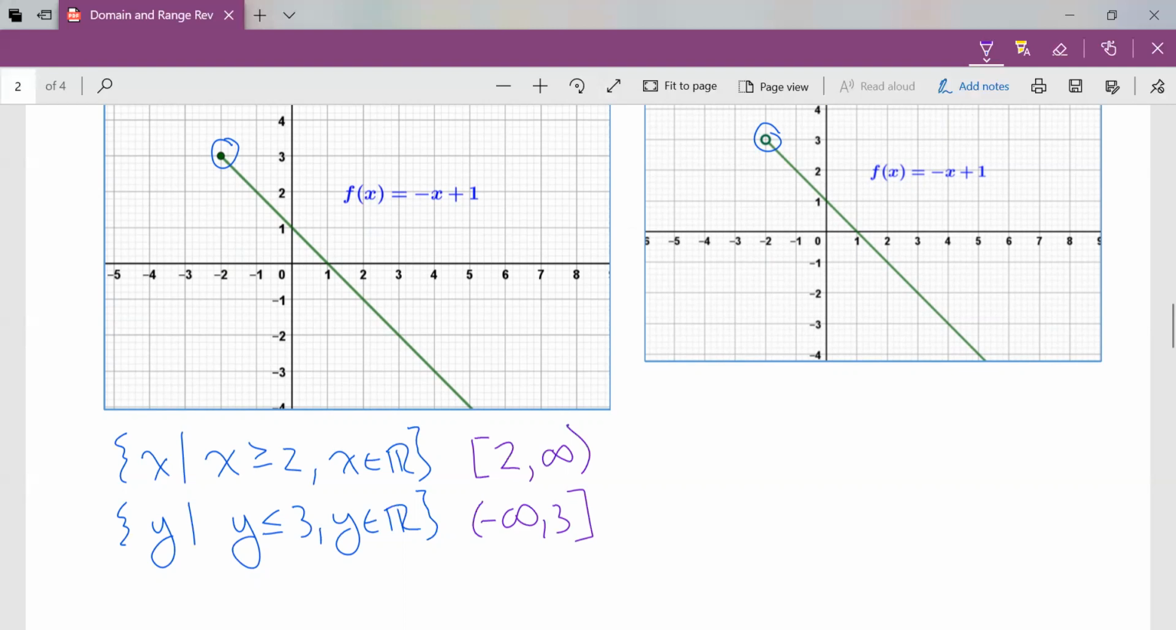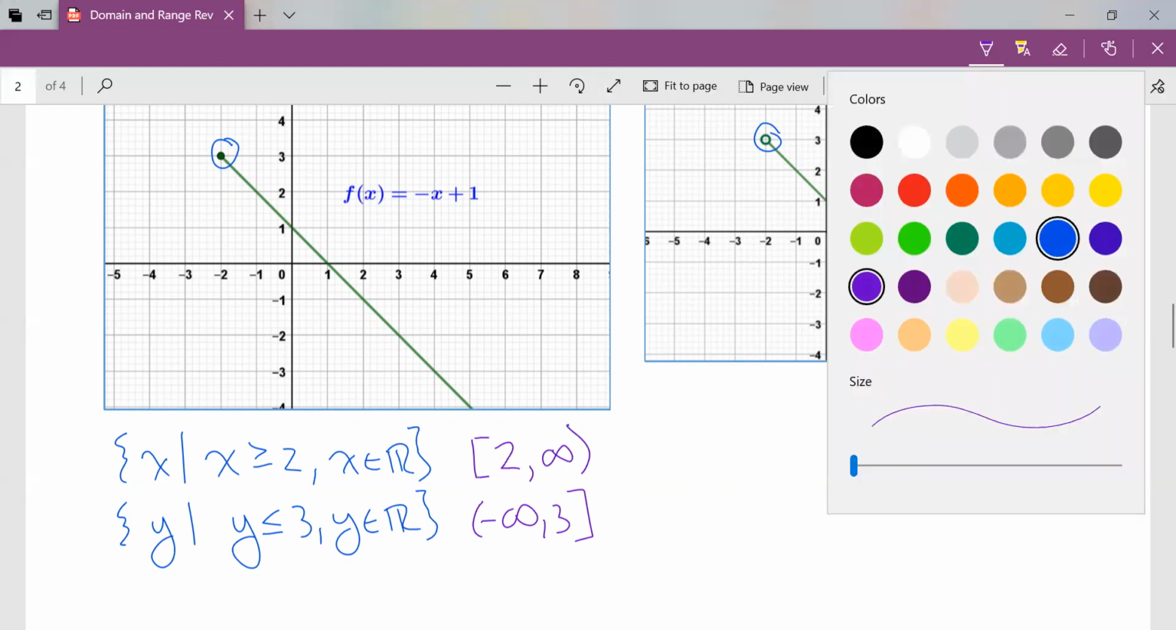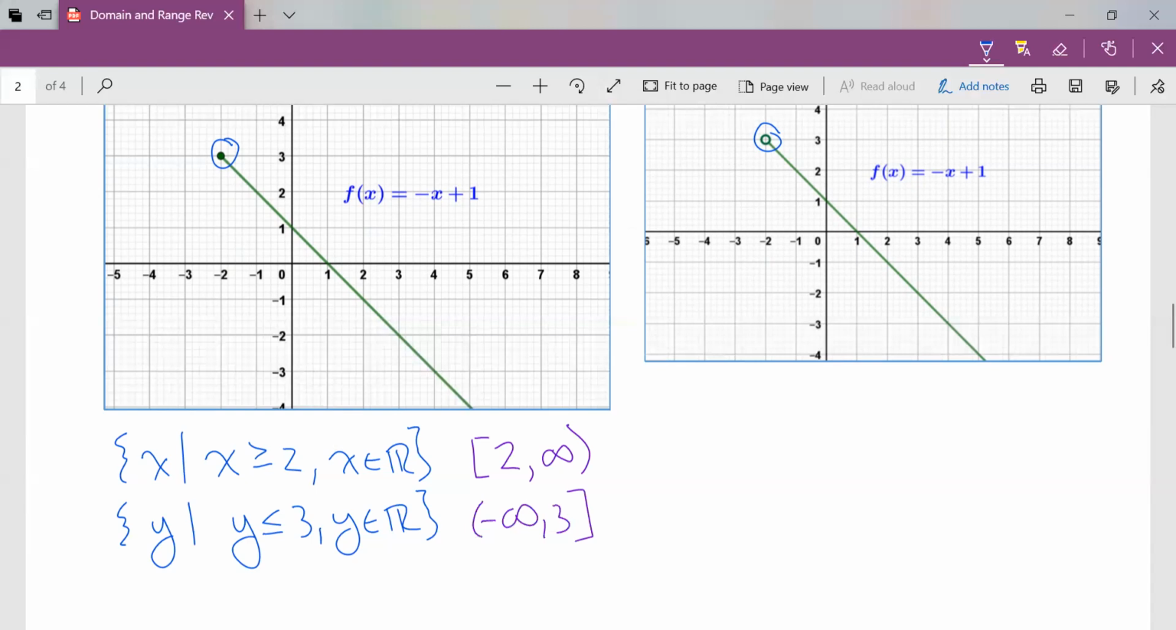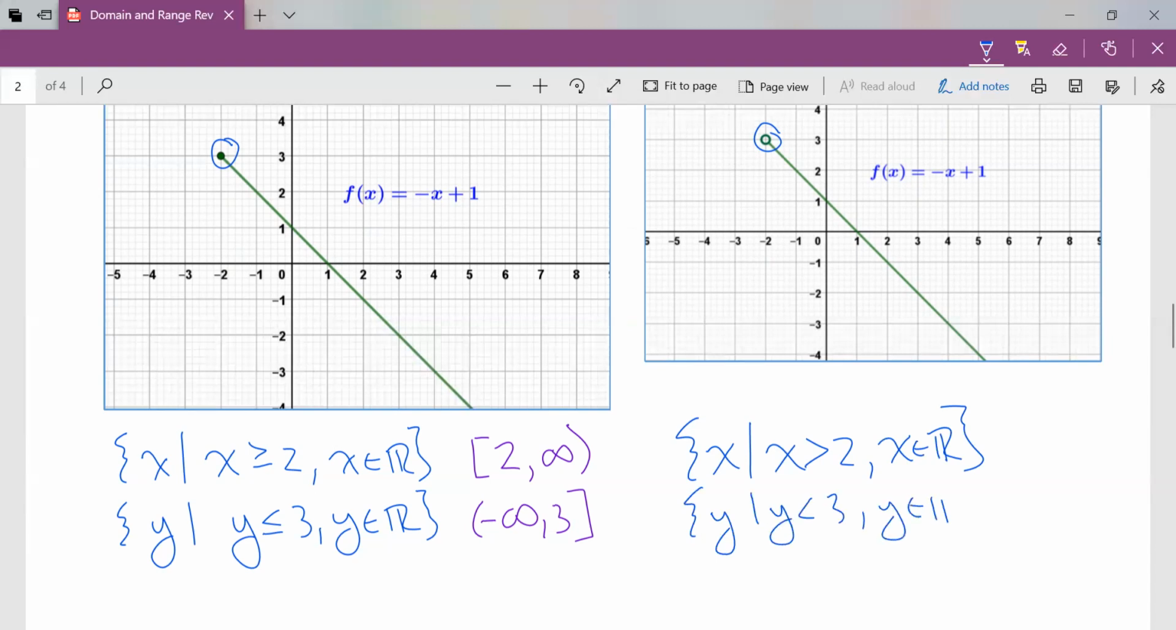Okay, the next one, almost the same, but now we've got that open dot, which means we don't include 2. So the subtle difference here is we're going to say x is greater than 2, but it doesn't include 2, even though it gets as close to 2 as it possibly can be. And the range doesn't include 3, even though it gets as incredibly close as it could be.